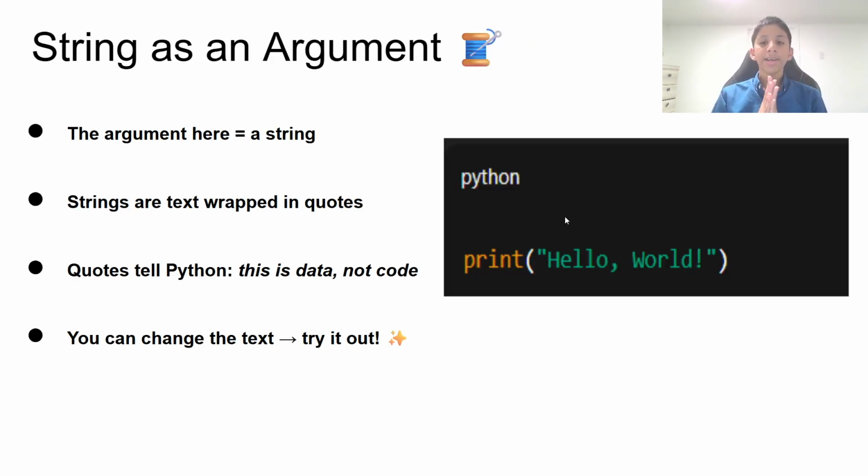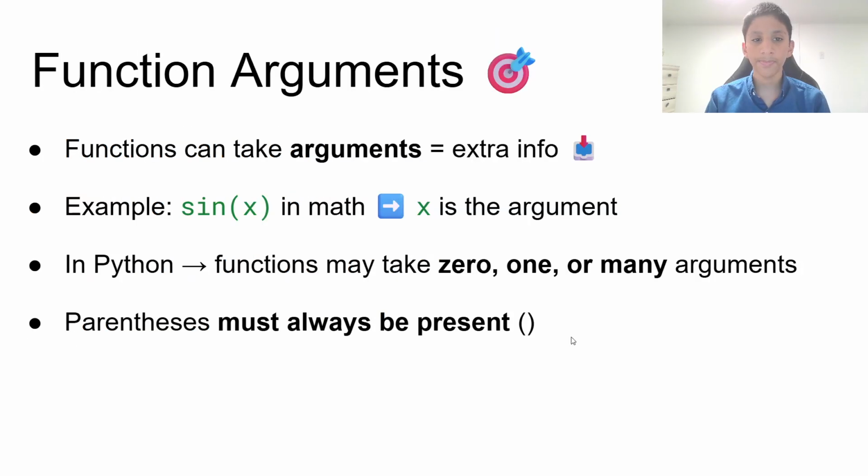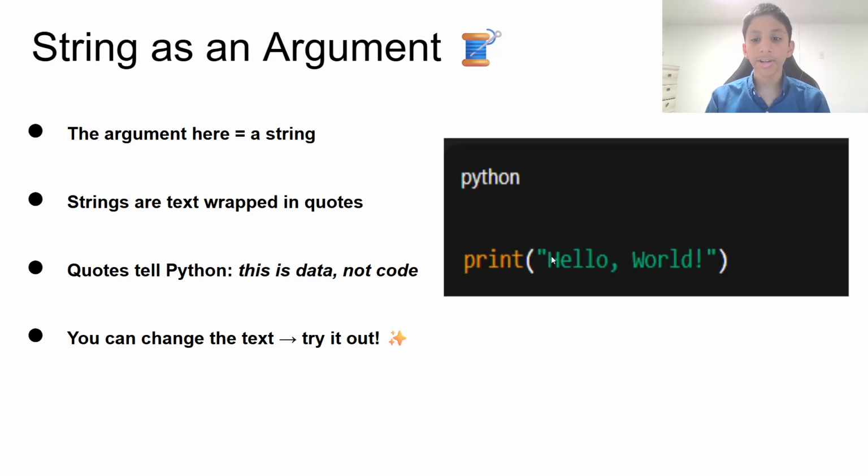Alright, now string as an argument. The argument here is the "Hello, world" in here, which means the extra information. Strings are basically text wrapped up in either double quotes or single quotes. And quotes basically tell Python this is data, not code. You can also change the text, so let's try it out.